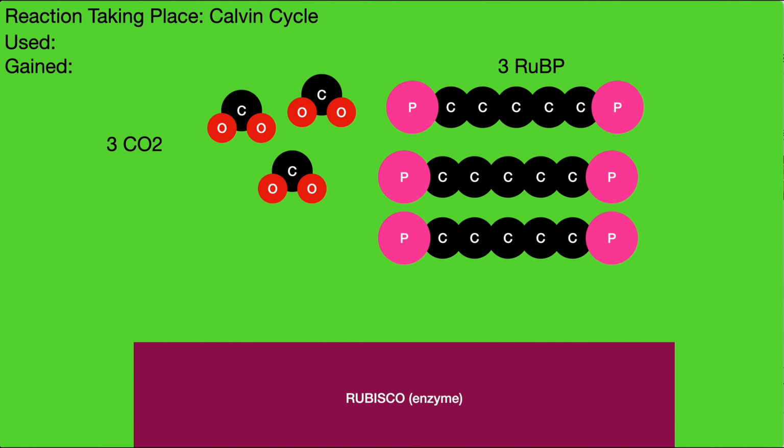Now we have the Calvin cycle. We looked at the light-dependent reaction. Let's look at the light-independent reaction, or how we call it, the Calvin cycle. So we start with 3 CO2s, and we have 3 RuBPs.